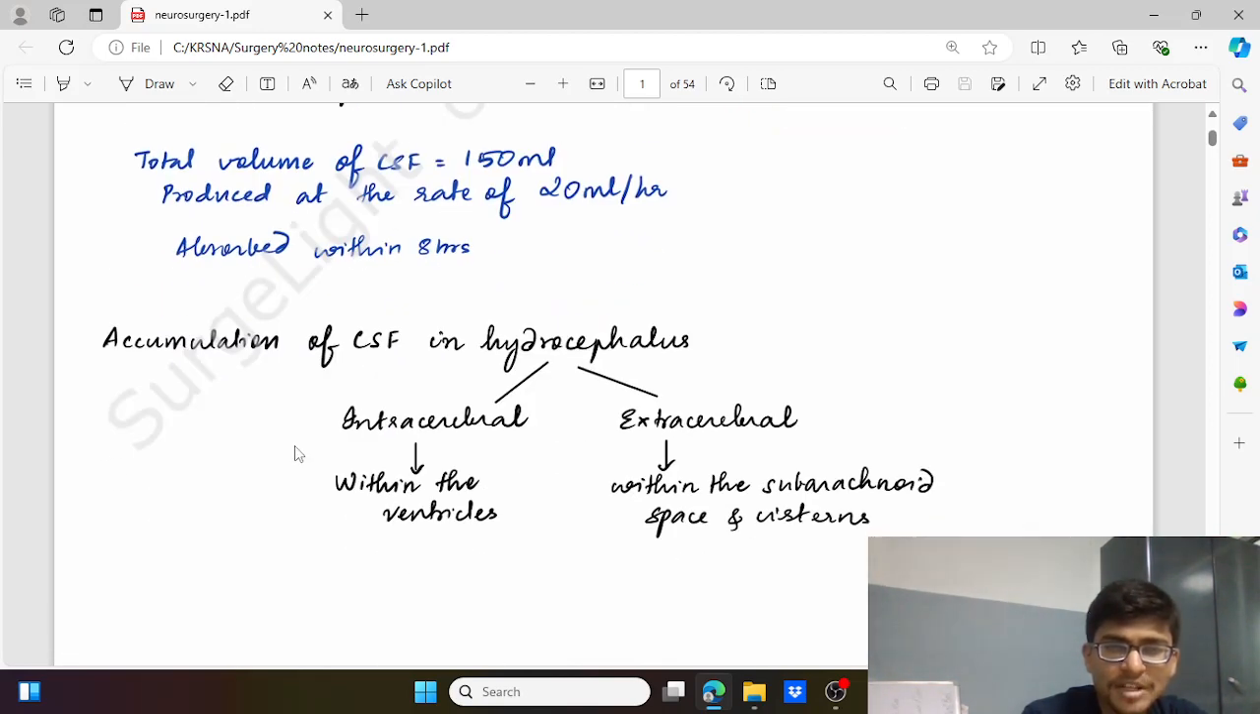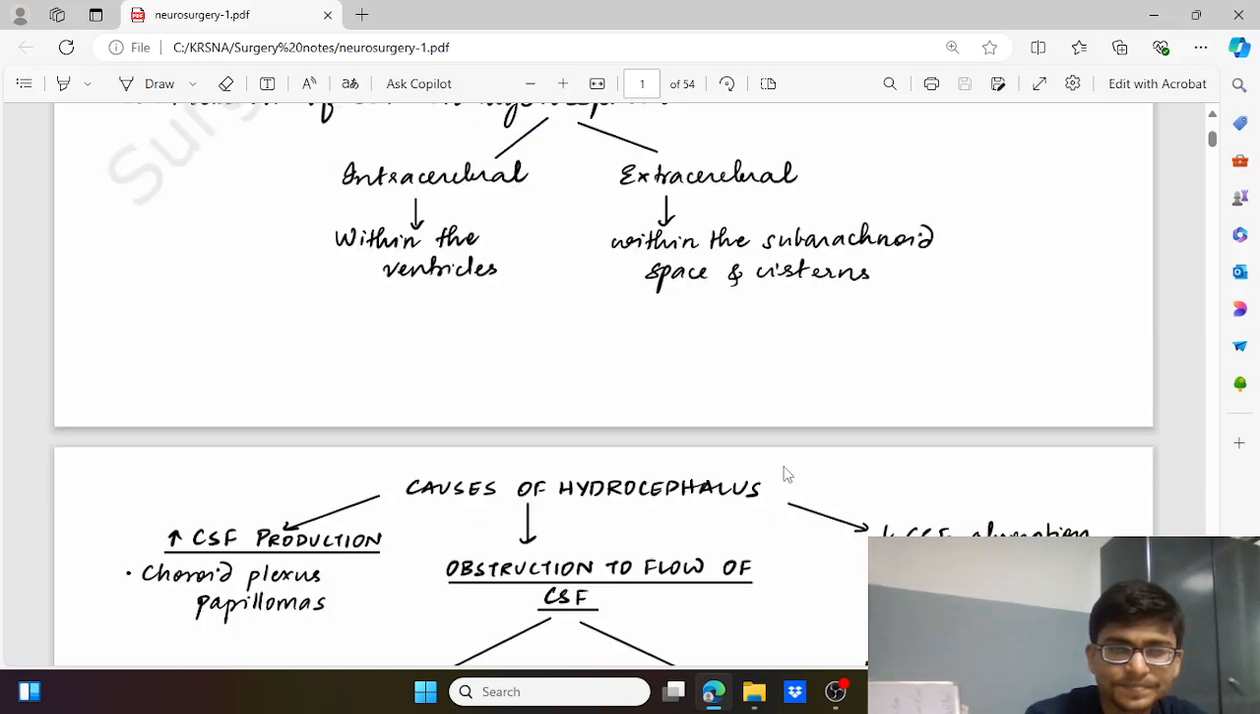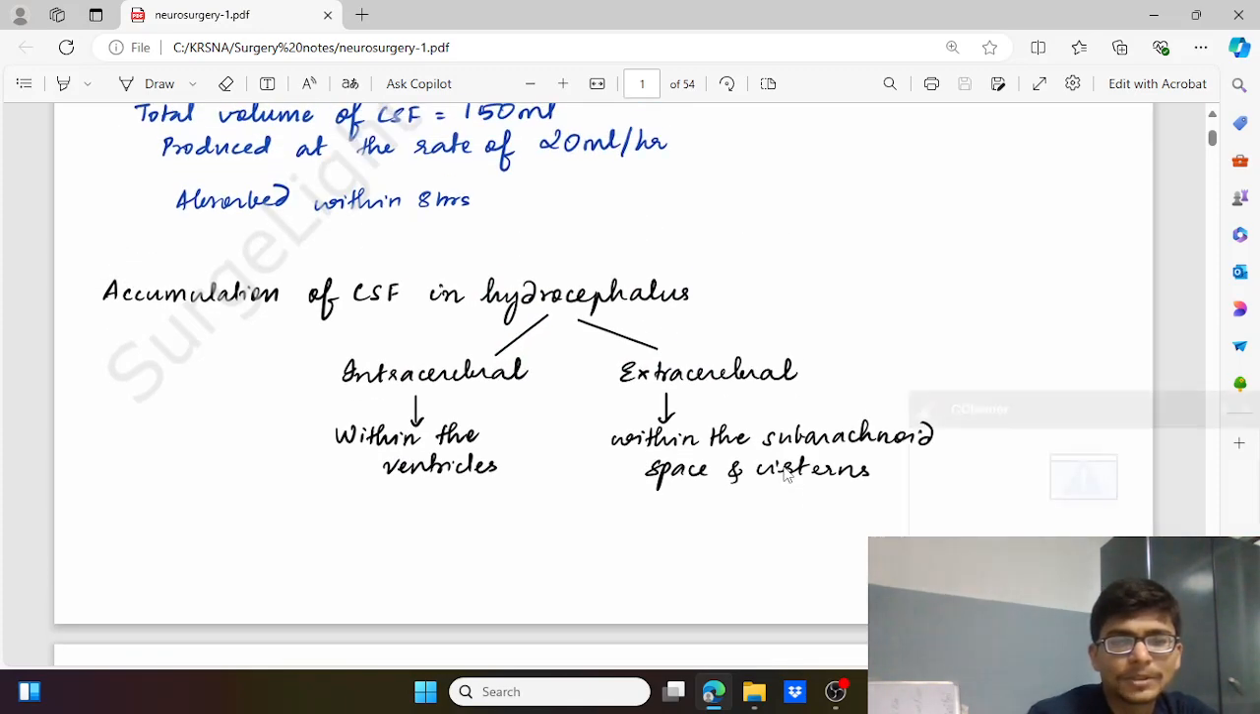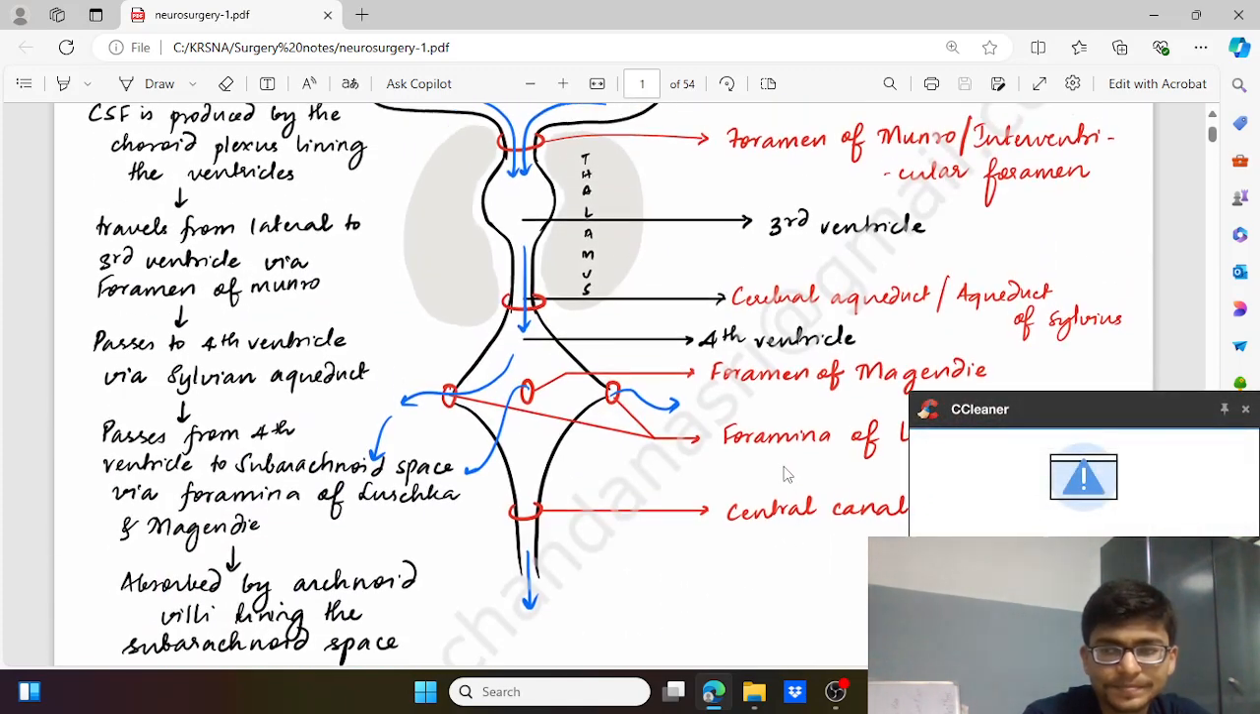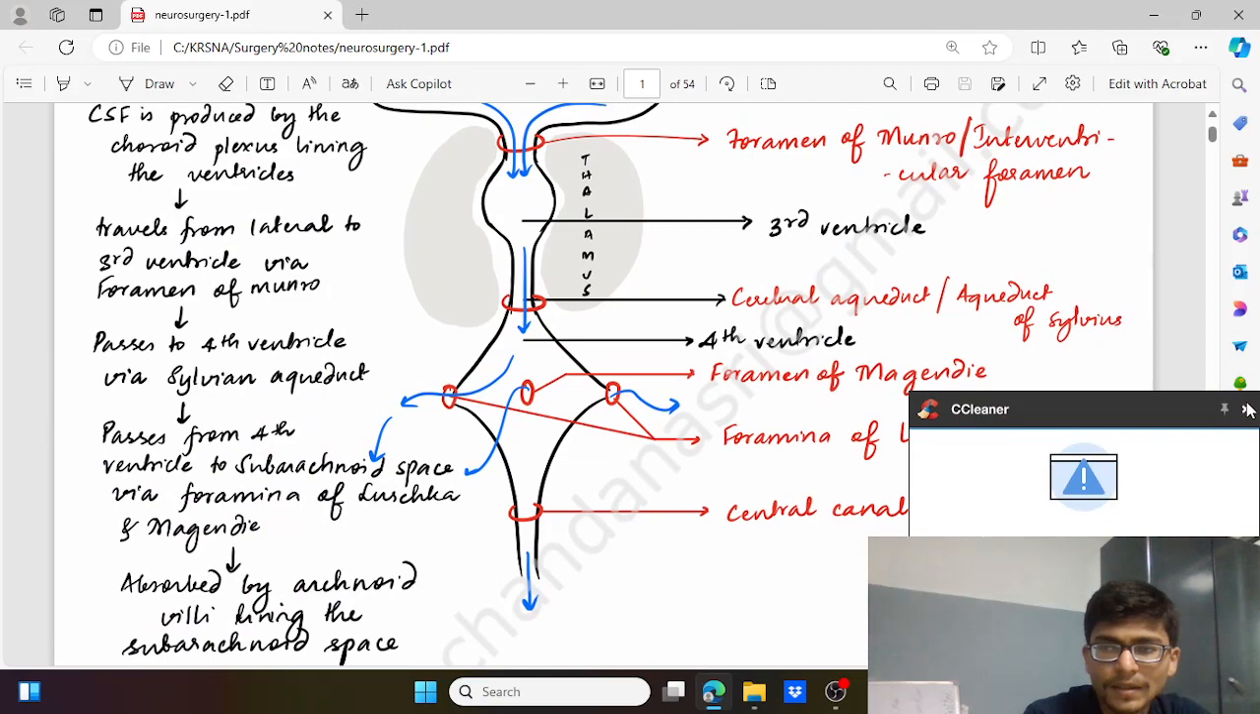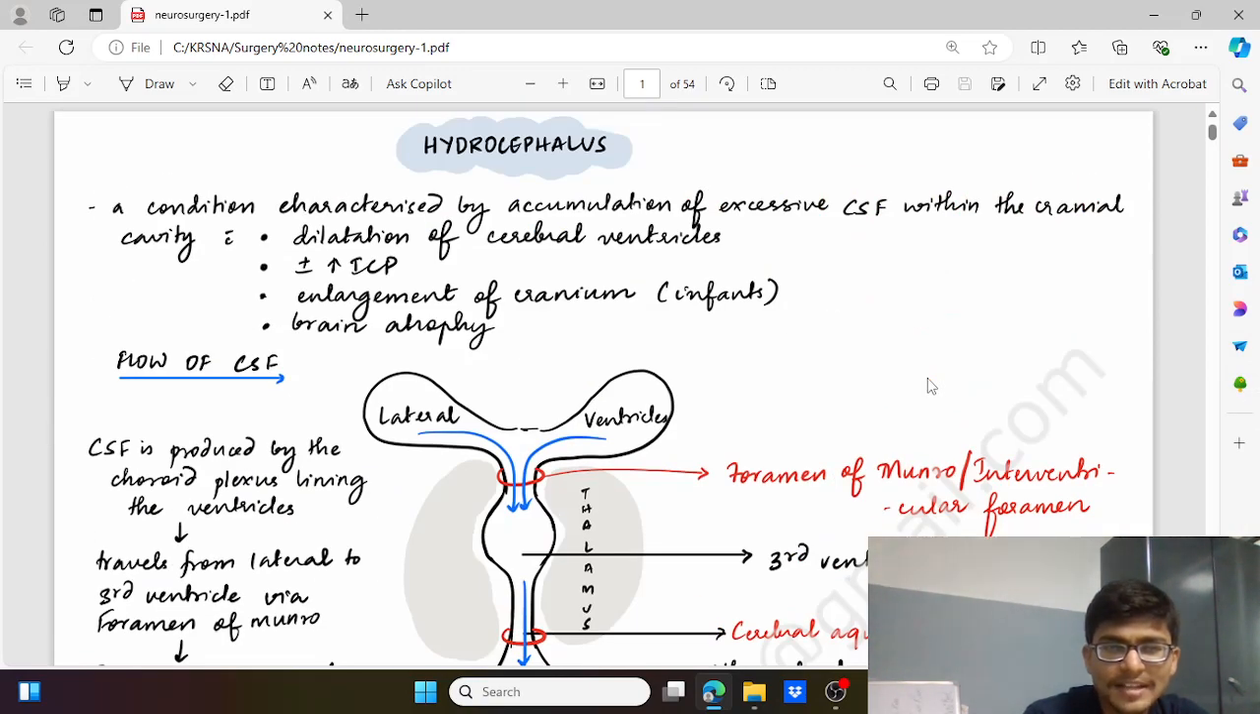So accumulation of CSF in hydrocephalus, intracerebral or extracerebral: within the ventricles in the intracerebral type, and within the subarachnoid space and cisterns in the extracerebral type. So it could occur in the intracerebral and extracerebral space.